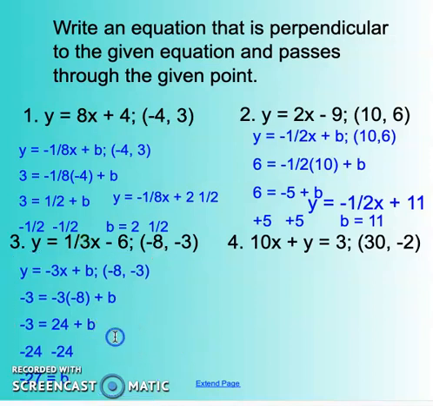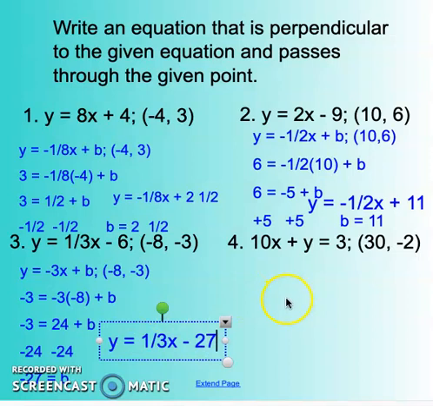So our equation would be y equals 1/3 x minus, we could put plus a negative 27, but in algebra you don't usually see plus a negative. You usually have it replaced with a subtraction sign. So let's replace it with minus 27. Awesome.